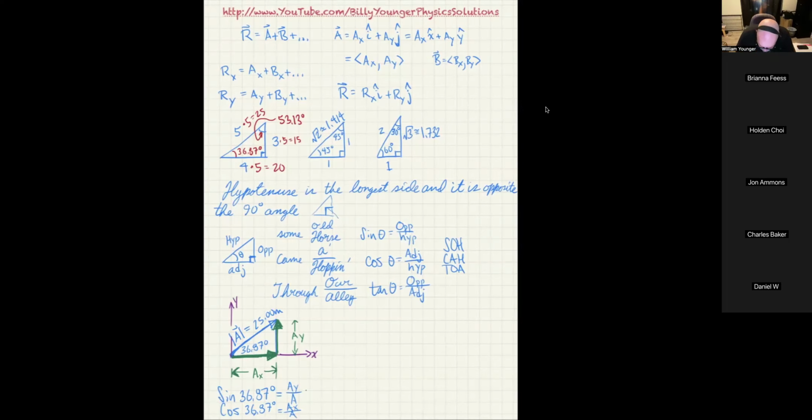Now from that, I can get that A_y is going to be the magnitude of A, which is 25.00 meters, times the sine of 36.87 degrees, and I can find that A_x is equal to 25.00 meters times cosine of 36.87 degrees. Okay? Now that's actually how you compute it. If you want to take that and put it in your calculator, that's what you should be doing.